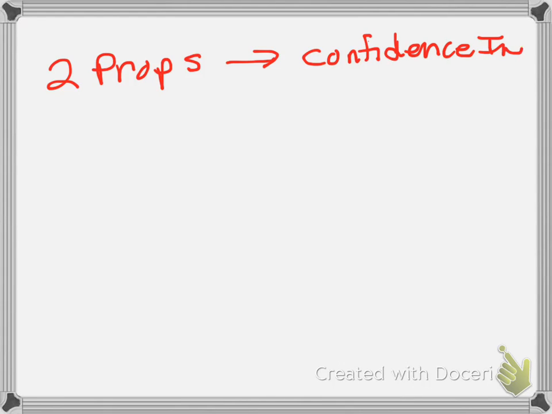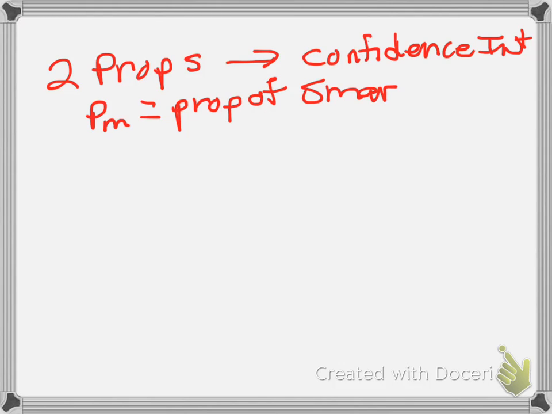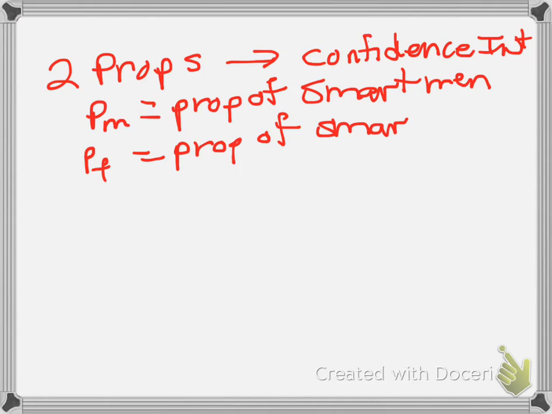Okay, so today's lesson, you need to keep that in mind, is on two proportions. And we're just going to do confidence intervals. Okay, so there's a problem in the book, and it talks about who's more intelligent, males or females. I'm going to have PM, this is the proportion of smart men, and PF is the proportion of smart females.